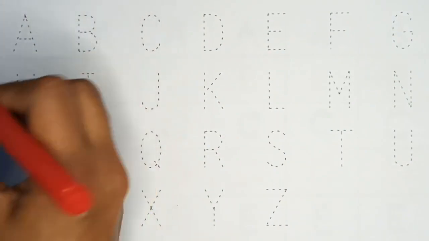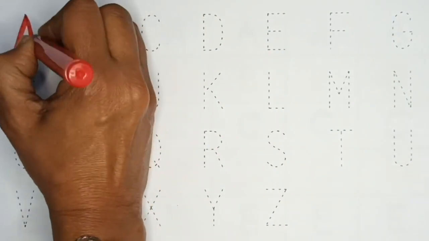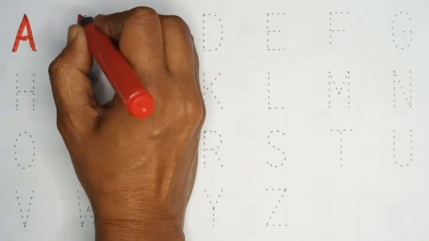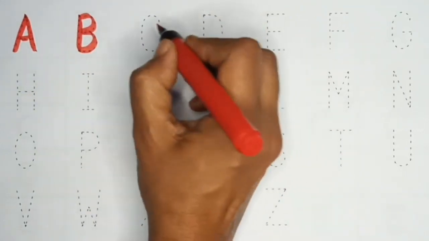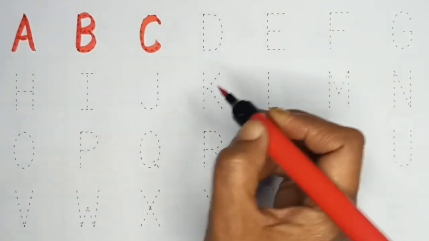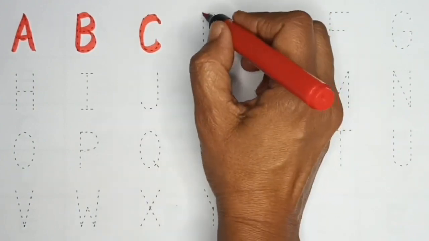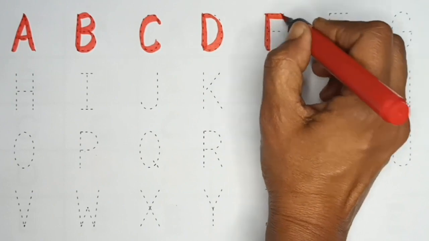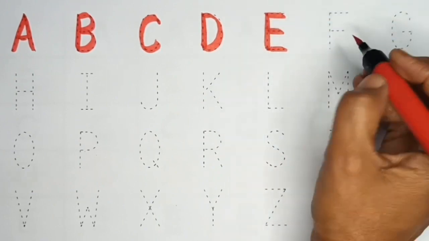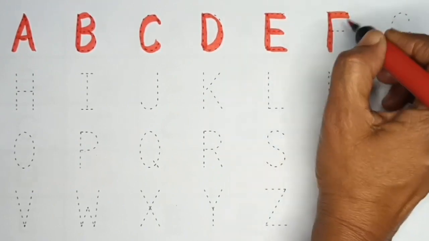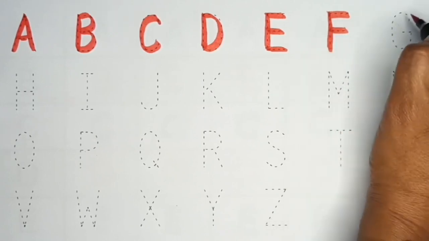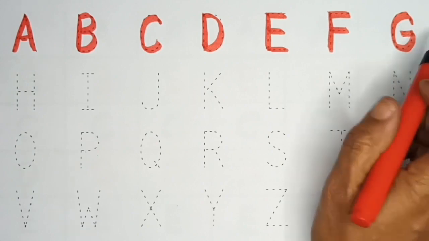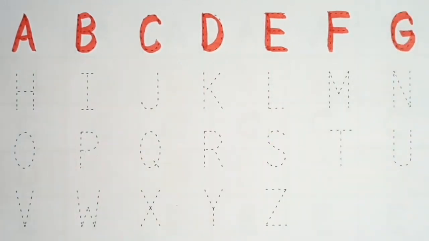A, A for apple. B, B for ball. C, C for cat. D, D for dog. E, E for elephant. F, F for fish. G, G for grapes. Red color.